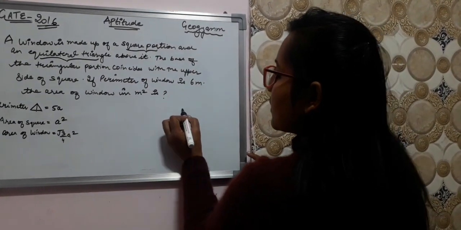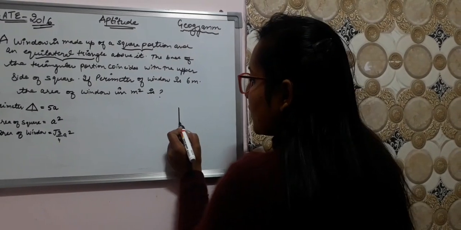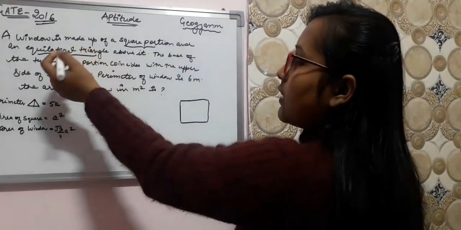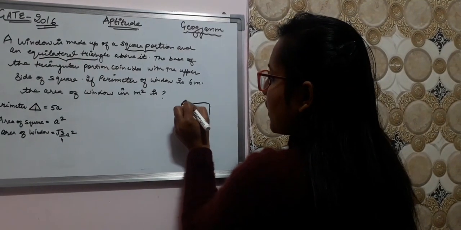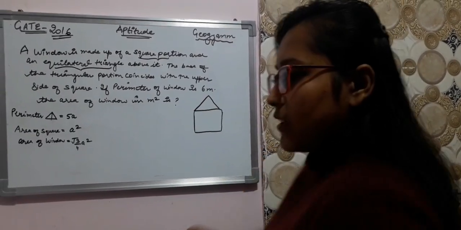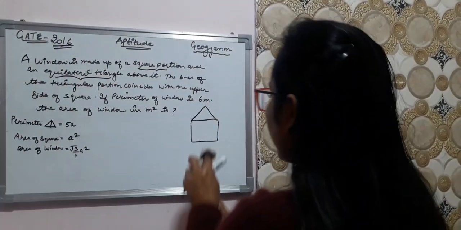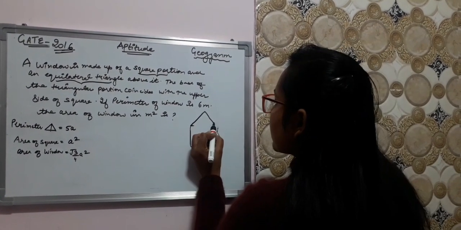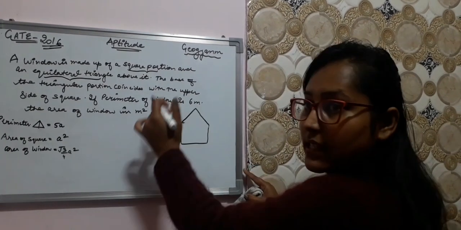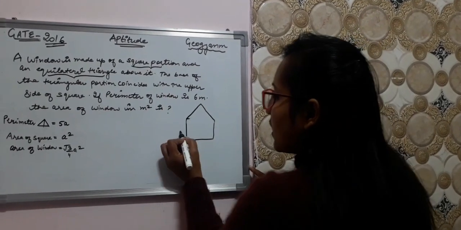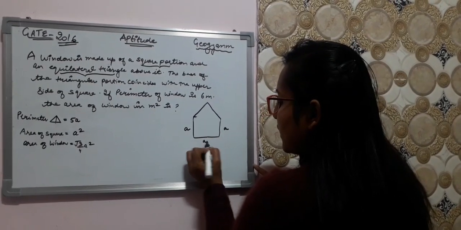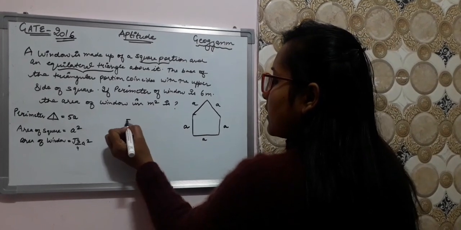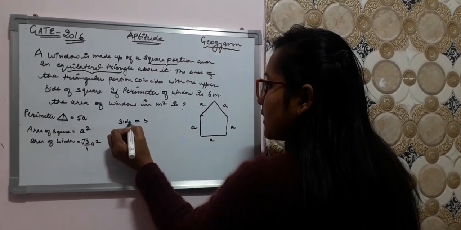So suppose there is a window. The window is in the shape of a square, and an equilateral triangle is sitting above it. So this is the equilateral triangle which is sitting above the square. You can assume that the window is in this shape. I'll denote the sides a. There are around 5 sides. How many sides are there?